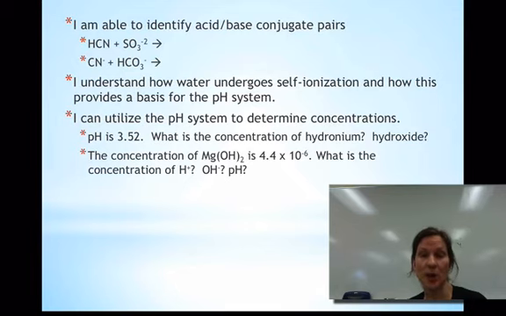Next one, I understand how water undergoes self-ionization and how this provides a basis for the pH system. Remember, the whole idea is water dissolves itself. Water does not dissolve a lot of itself, right? In a whole 55 moles of water, a whole liter of water, only 1 times 10 to the negative 7 of that 55 moles is ionized, which means the concentration of the hydronium ion and the concentration of hydroxide ion is very, very small when water self-ionizes, but it still self-ionizes.